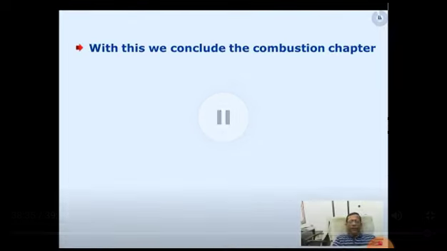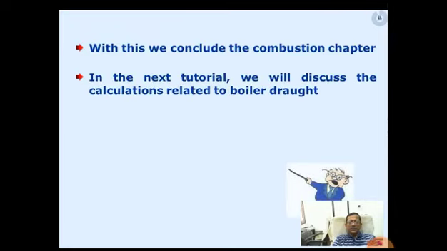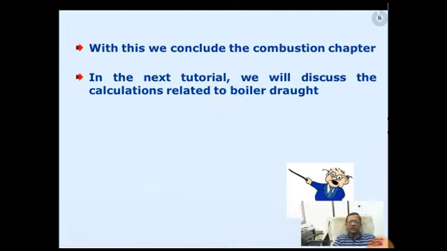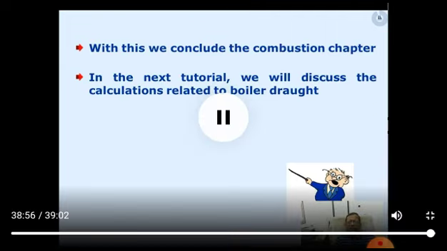With this, I conclude the combustion chapter. In the next part of the tutorial, I'll be dealing with the draft calculations, the calculations related to natural draft and fan draft, also the fan powers, the ID fan power, FD fan power, all those things we'll deal with in the next tutorial.